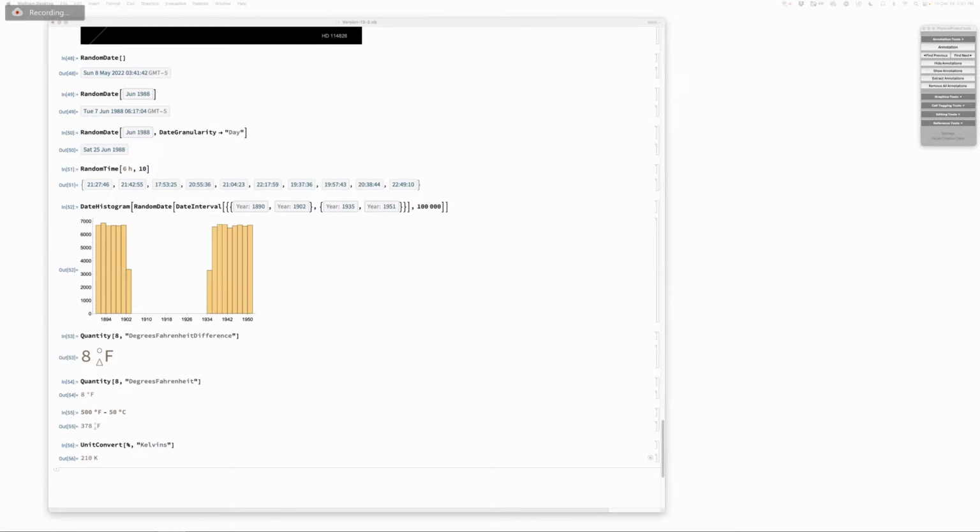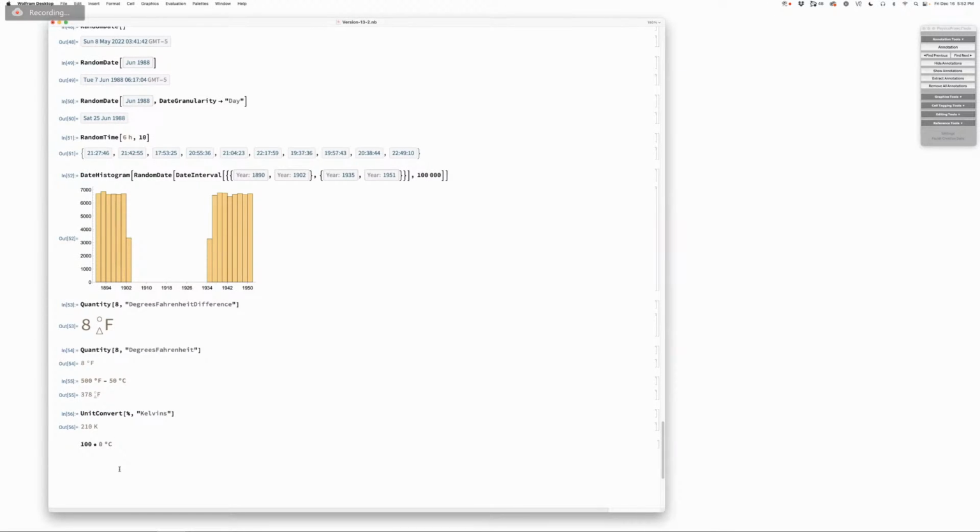Now, we've had the issue of what happens if you say 100 times 0 degrees centigrade. What does that mean? Does that give 0? Does it give something else? Well, we've now got that right, and now it gives a temperature in absolute temperature units.